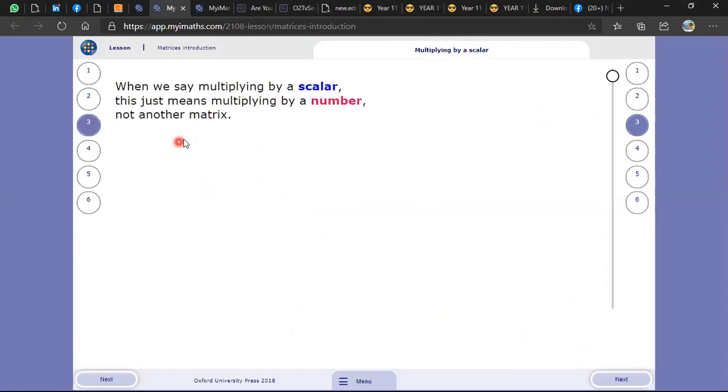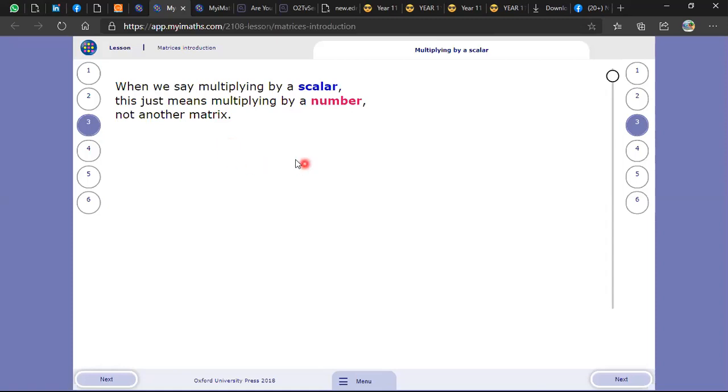We have when we say multiplying by a scalar. So now we are talking about multiplication now. We have discussed the order of a matrix. We have discussed addition of matrices, which is also the same explanation that goes for subtraction. Now, let us talk about multiplying matrices.